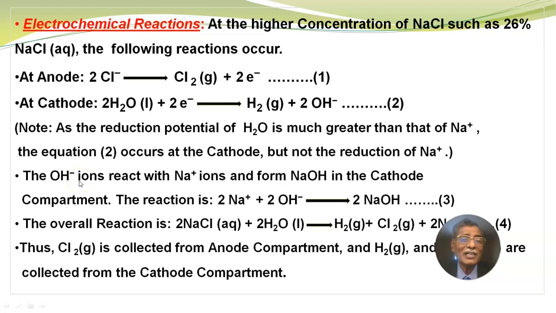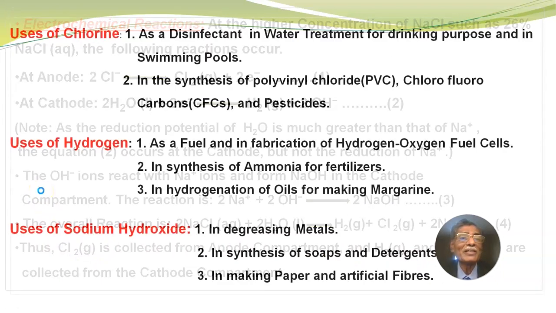The OH⁻ ions react with Na⁺ ions and form NaOH in the cathode compartment. The reaction is 2Na⁺ plus 2OH⁻ gives rise to 2NaOH. The overall reaction is 2NaCl aqueous plus 2H2O liquid gives rise to H2 gas plus Cl2 gas plus 2NaOH aqueous. Thus, Cl2 gas is collected from anode compartment and H2 gas and NaOH aqueous are collected from the cathode compartment.